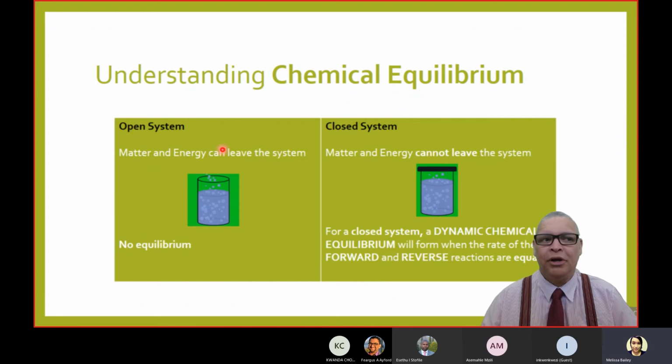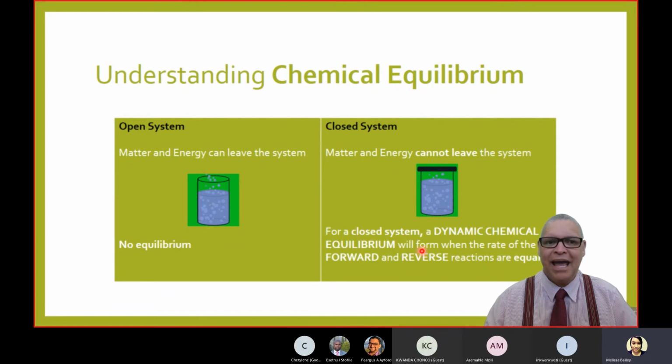This is what we call an open system. What about the contrast of that? Well, look at this diagram here. Here we have a beaker. We have the liquid inside, but notice there is a stopper or a lid on top of that beaker. Matter and energy cannot leave the system. This is how, for a closed system, a dynamic chemical equilibrium will be established. And how is a dynamic chemical equilibrium established?